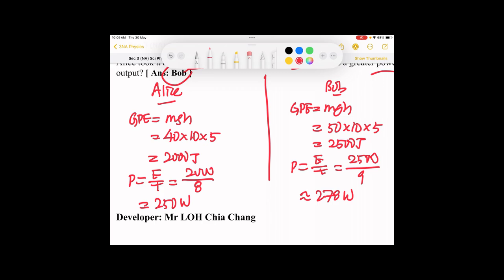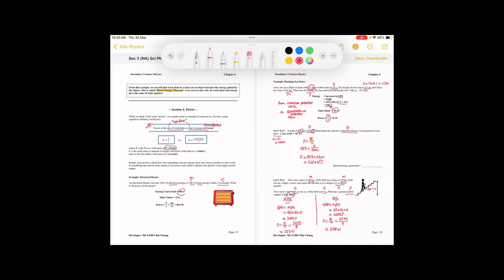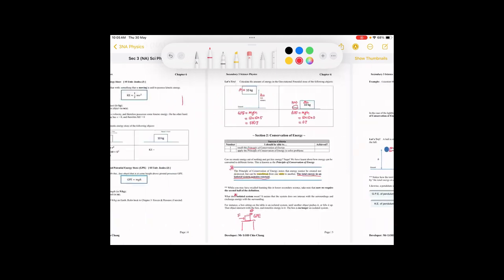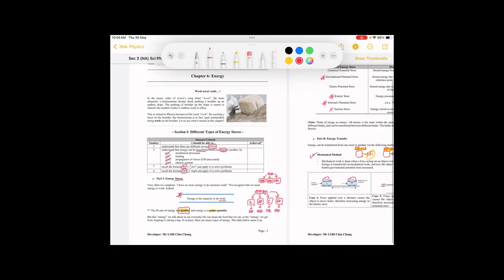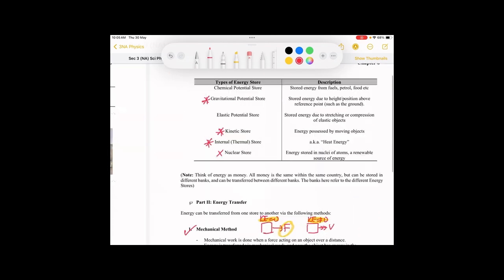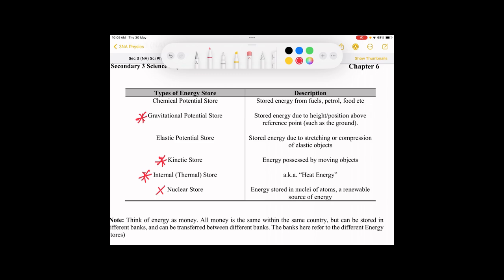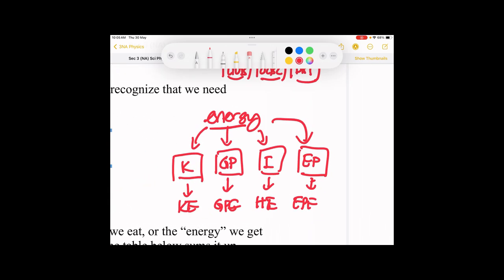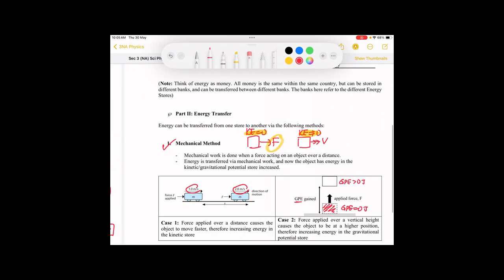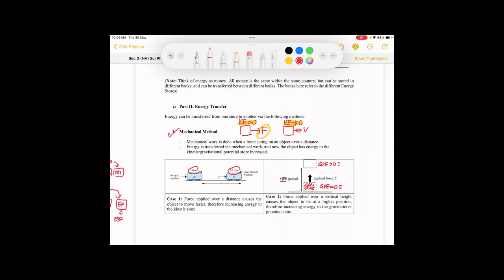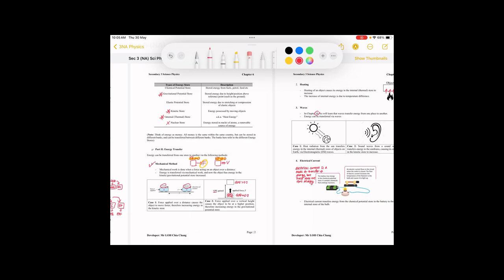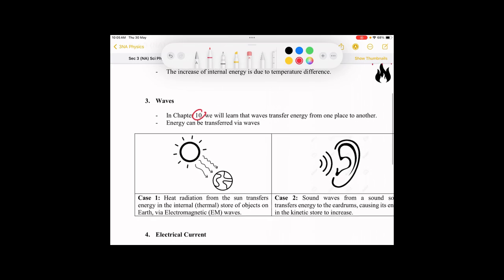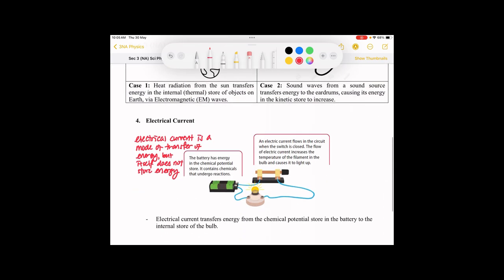Okay, so this is it for this chapter. Let's do a quick sum up. So this chapter is about energy. We talk about energy in the different stores instead of different types of energy. So chemical potential store, so on and so forth, right? So just now we were saying that it is the same type of energy, same form of energy, but placed in different stores. We also talk about how energy is being transferred, four methods: by a force, mechanical methods, by heating, by waves, and by electrical current.